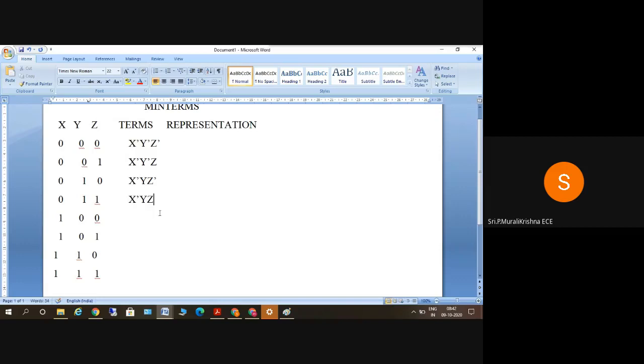And you can see the dot operation. So here I'm writing like this. It is a dot operation between all the input variables here. Then x, y bar, z bar. Then x, y bar, z. And it is x, y, z bar. And it is x, y, z.